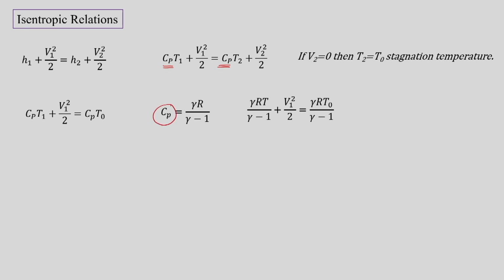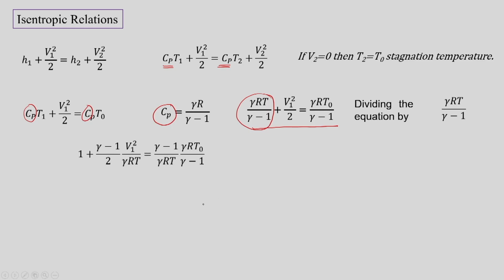After putting the expression for Cp in this energy equation form, let us divide this equation by gamma R T divided by gamma minus 1. Practically, we are dividing the complete equation by this term. Therefore, this term will be 1 and we will have gamma minus 1 in the numerator and gamma R T in the denominator. The same thing happens on the right hand side as well. So this gamma minus 1 and this gamma minus 1 will cancel, and we have gamma R T equal to A square, as we have derived.